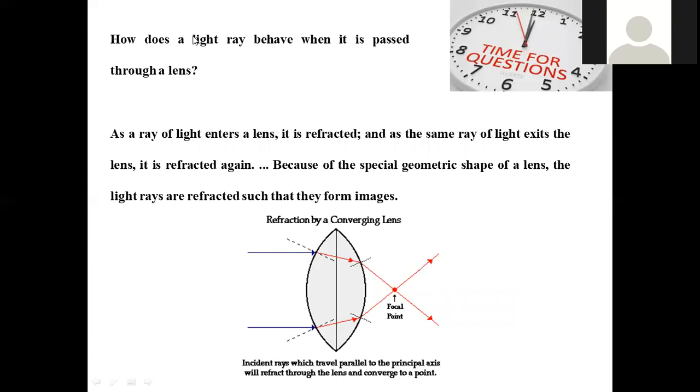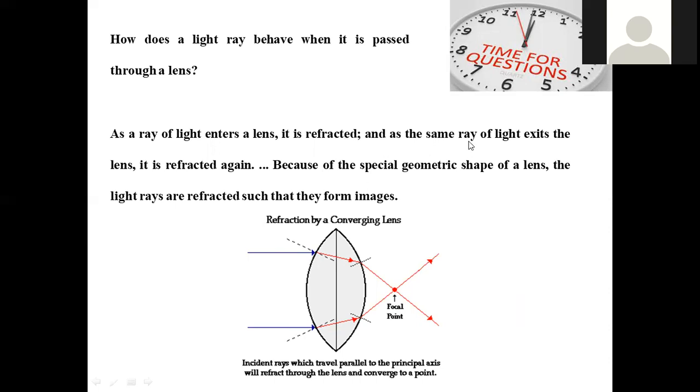Moving on to another question: how does a light ray behave when it is passing through a lens? What happens when a light ray is allowed to enter a lens? What kind of changes can you observe? As a ray of light enters the lens, it gets refracted. The bending of light is called refraction. A lens is solid material made of glass. Here, light is moving from the air to the glass or solid, so bending of light is possible.